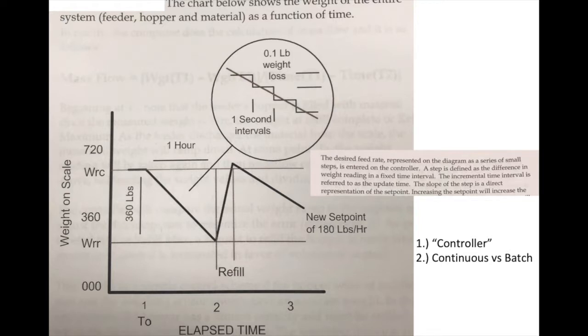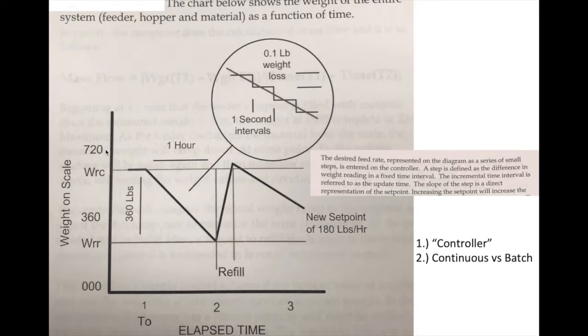A step is defined as the difference in weight reading in a fixed time interval. The incremental time interval is referred to as the update time. The slope of the step is a direct representation of the set point. So they are talking about this diagram. In this example, the big bold line is the weight of all of the equipment, which includes the material. There is a refill, and the equipment starts running again at a new set point.